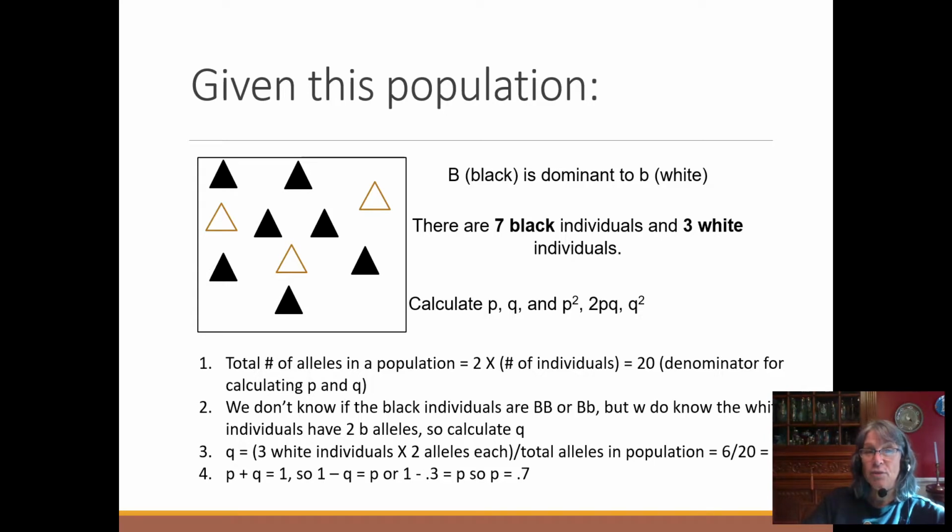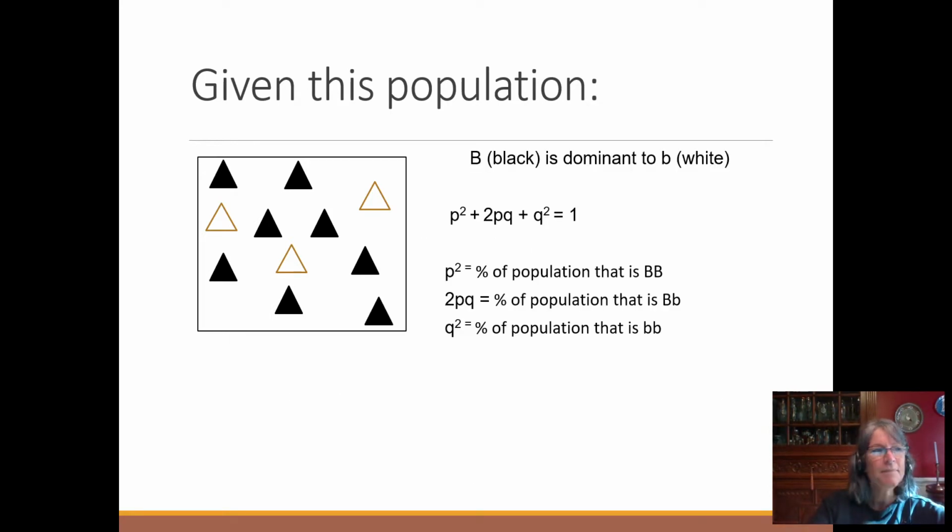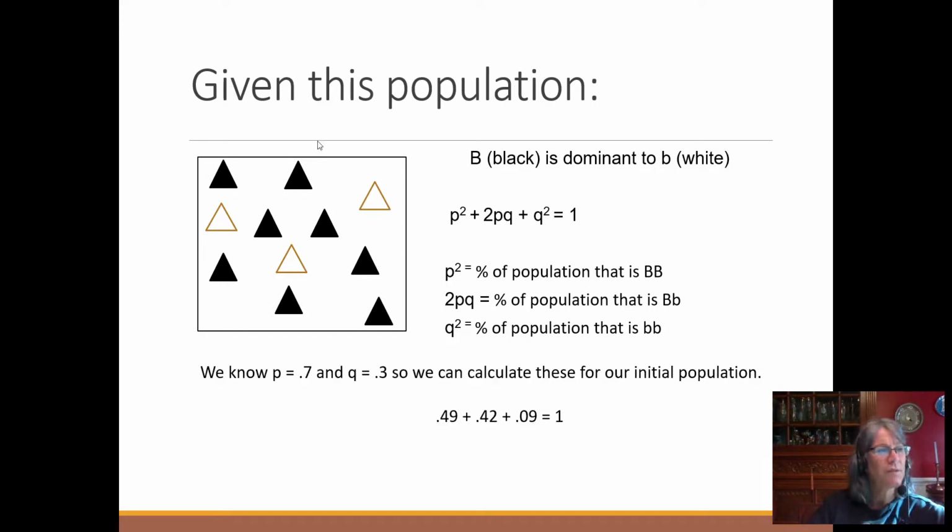And then I know p plus q is 1, so 1 minus q is p. My p is 0.7. I could also calculate p squared, 2pq, and q squared for this population. So p squared is the percent that is homozygous dominant, 2pq the percent that's heterozygote, q squared the percent that are homozygote recessive. Again, I don't know if these black individuals are homozygote dominant or heterozygote, so I'll start with those white individuals, and I can calculate those.